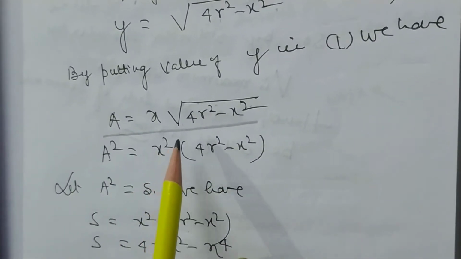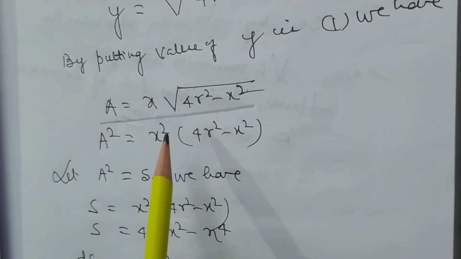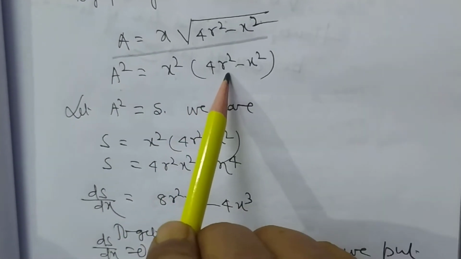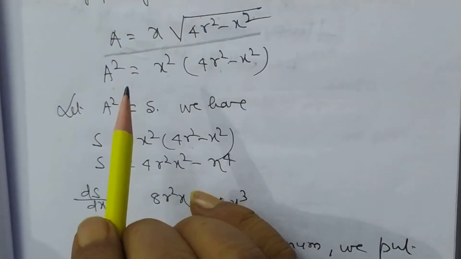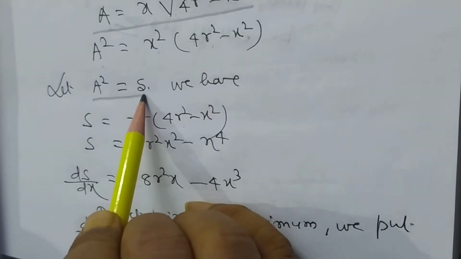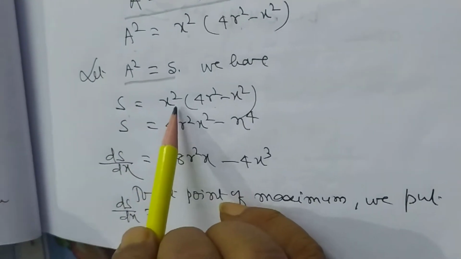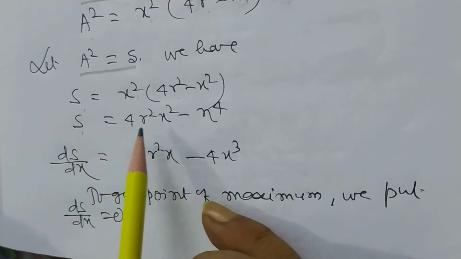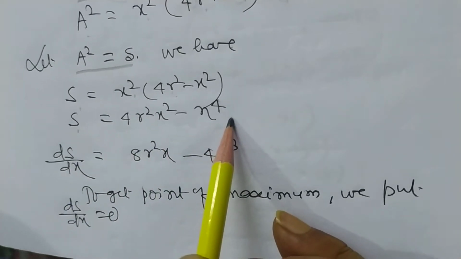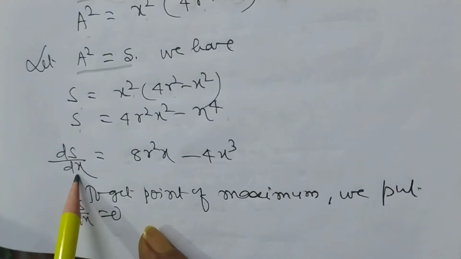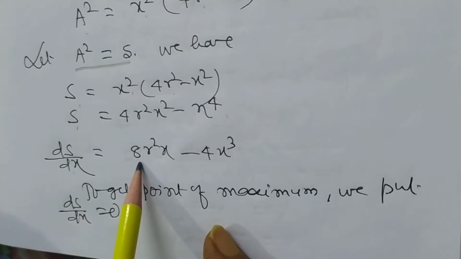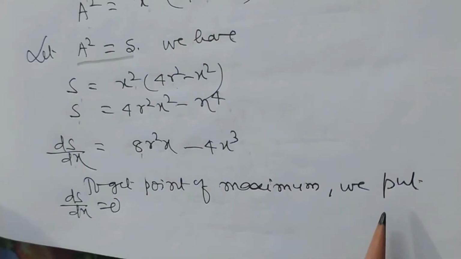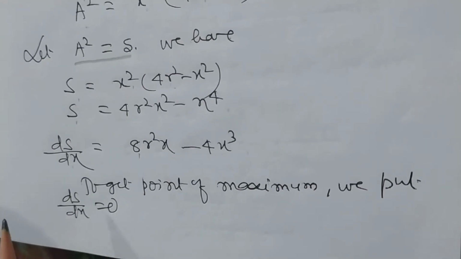So in this way, by this Cartesian method, we can solve this problem also. A square is equal to x square into 4r square minus x square. Consider A square equal to S. Then S is equal to x square into 4r square minus x square. S is equal to 4r square x square minus x to the power 4. Now we find dS by dx. So it will be 8r square x minus 4x cube. To get the point of maximum, we put dS by dx equal to 0.